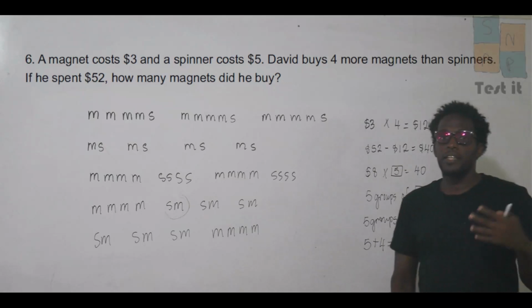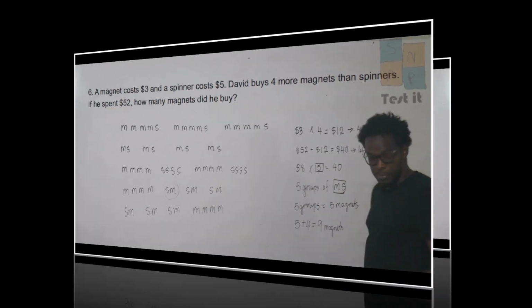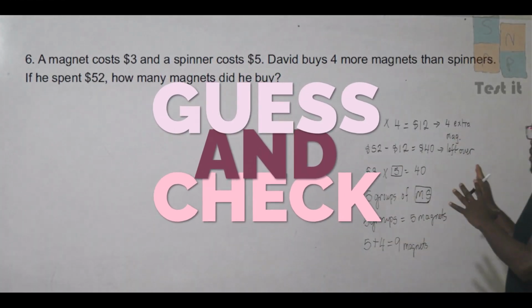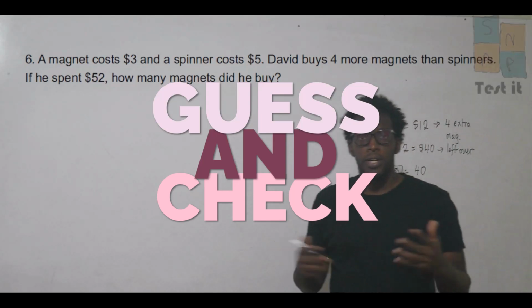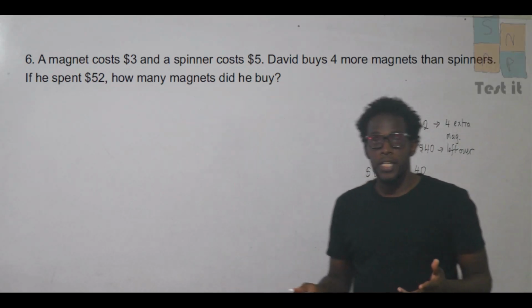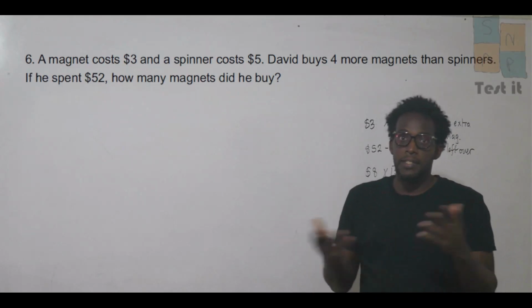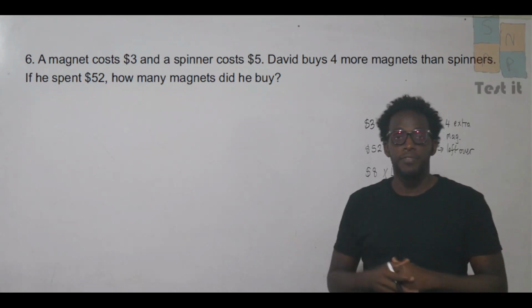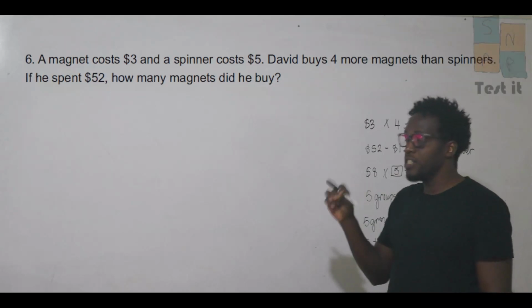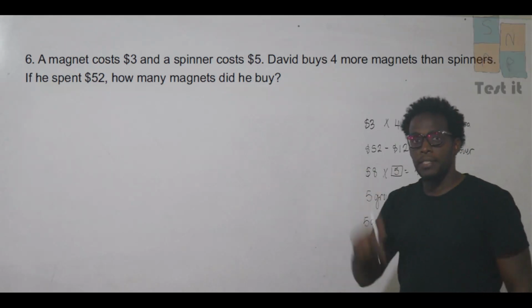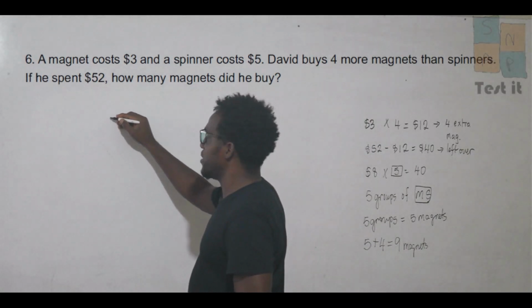Now, let's take a look at another way in which we can solve our problem. I'm going to leave this working on this side, and we're going to solve the problem using guess and test, or guess and check. What that means is we're going to guess how many magnets and spinners and then test or check to see if we get 52. There is a slight focus. We need to remember that there are 4 more magnets than spinners. So when we create guess and check, we always use an organized table or chart.